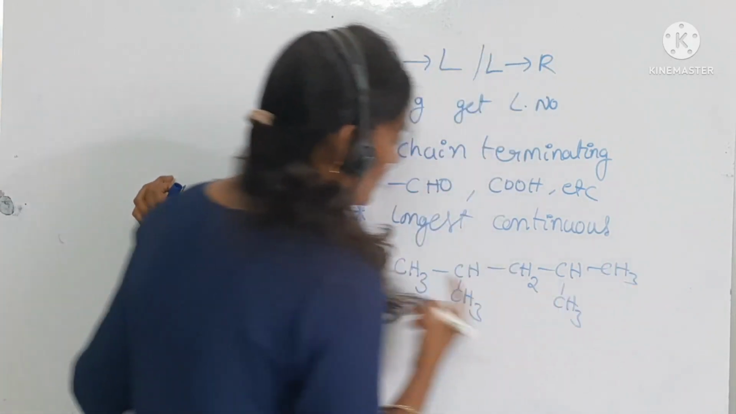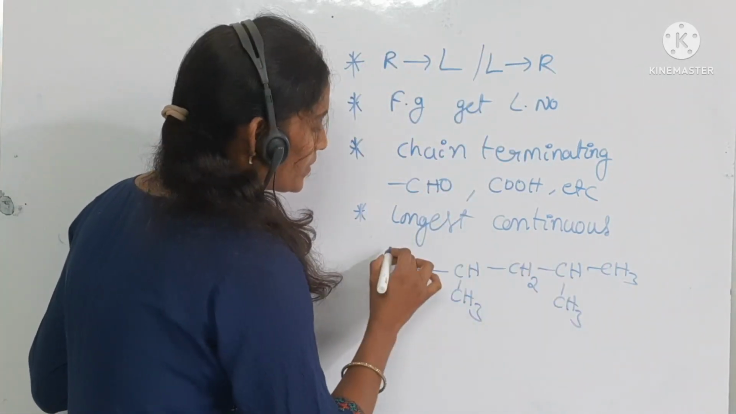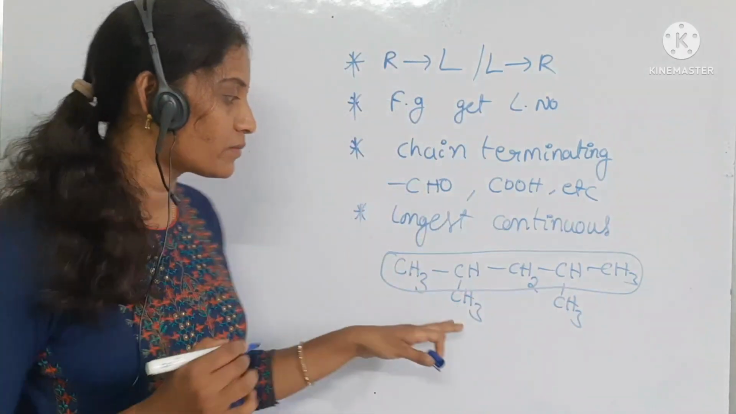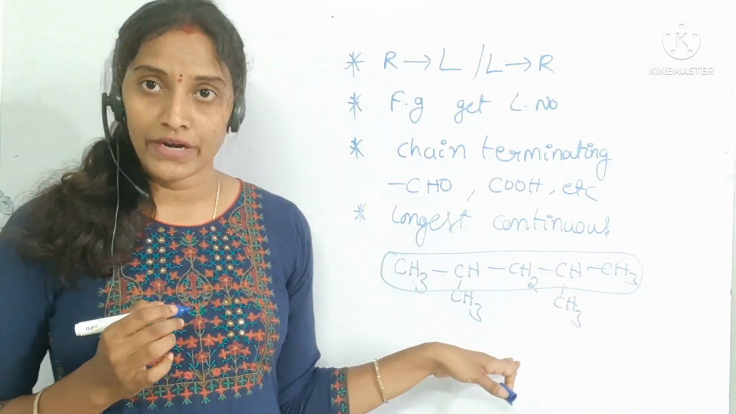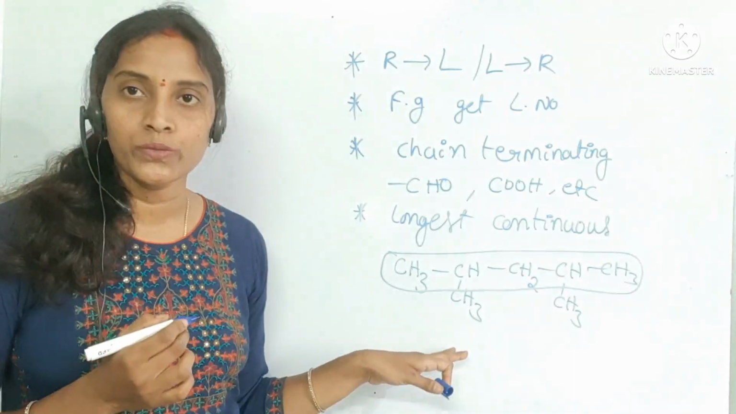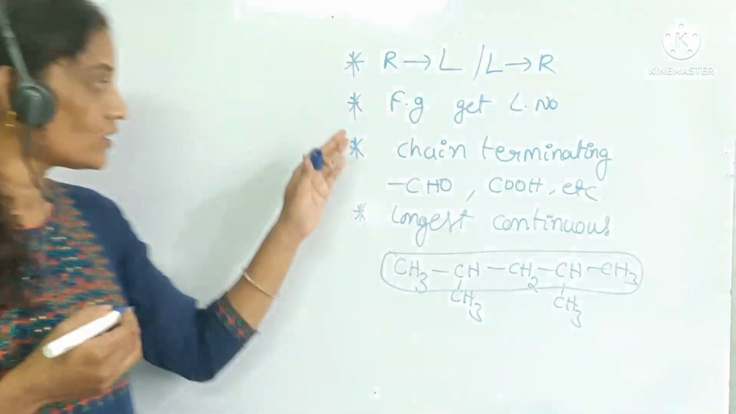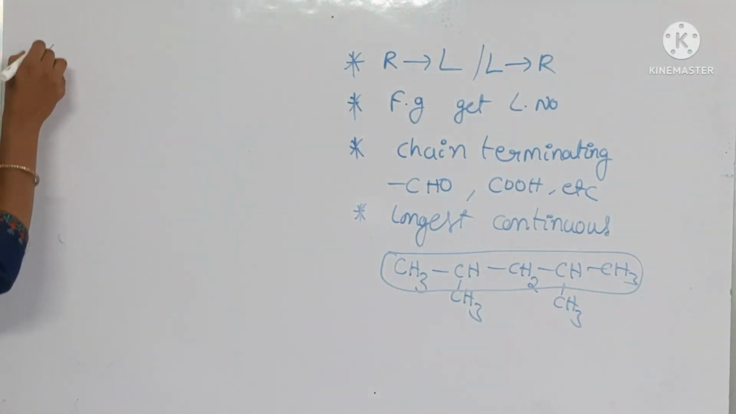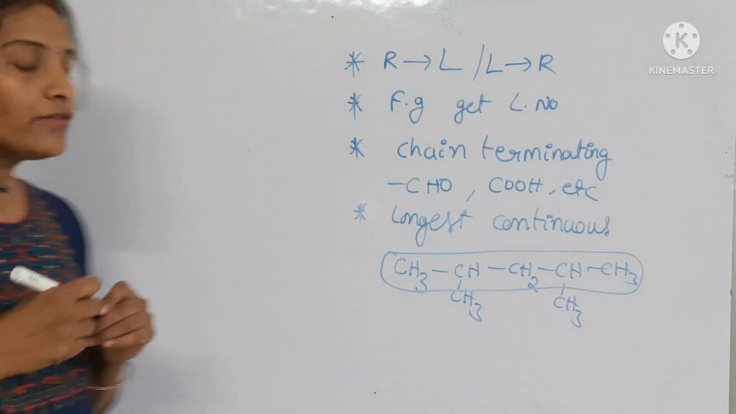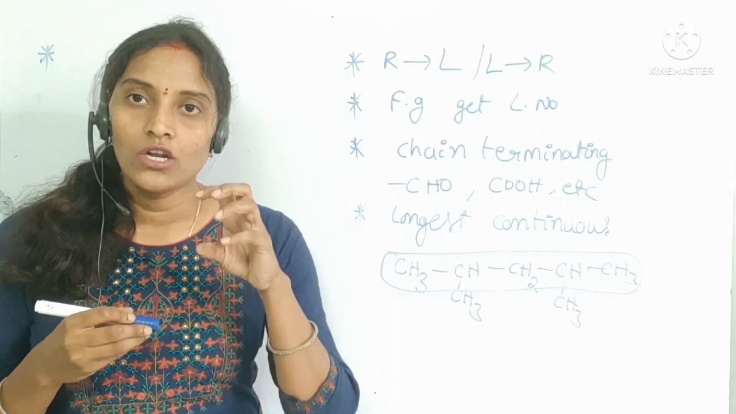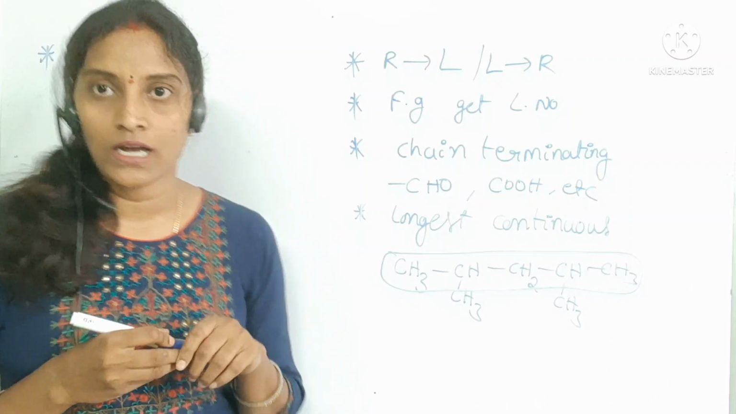Here, students, 1, 2, 3, 4, 5 carbons are there. So I am going to take this one as the longest continuous carbon chain, and the remaining carbon atoms with their groups we can consider as substituents. This is rule number 4. Then you can go to rule number 5. If one substituent is there, you need to give the lowest number to the substituted carbon atom.